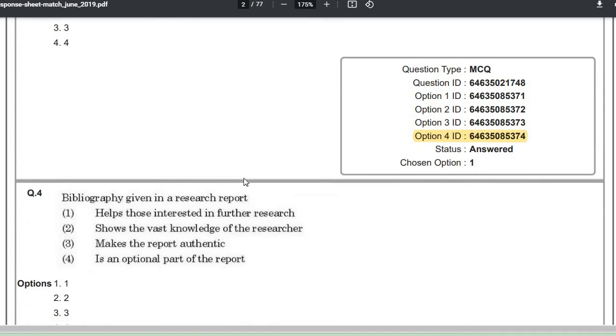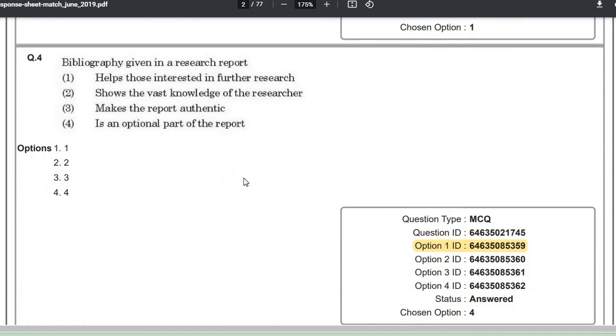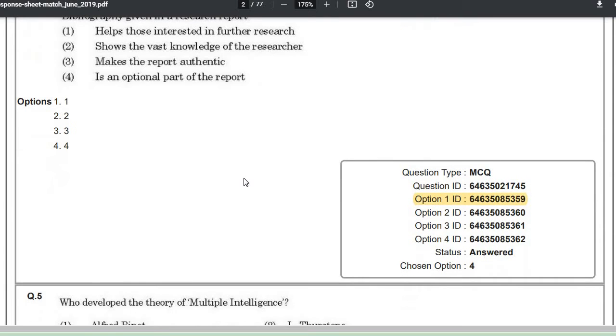So historical, philosophical, as well as ethnographic studies are the answers, where option 4 is the answer. Okay, question number 4: bibliography given in a research report. What is the use of the bibliography? It helps those interested in further research, because they can select from where these people have taken the contents, and basing on that they will select their further research. So obviously bibliography helps those interested in their further research only.